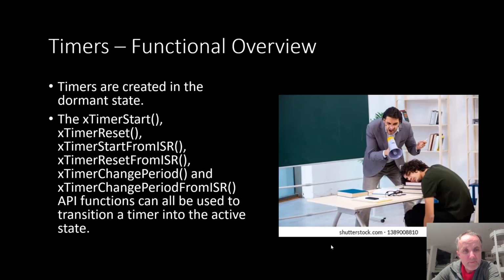All right, so timers are created in a dormant state, and then you call other functions to get them out of the dormant state. Here you have xTimerReset, and xTimerStartFromISR if you're inside an interrupt service routine. You can reset from ISR, you can change the period, and xTimerChangePeriodFromISR. So there are some really powerful functions there, but we're going to really work on xTimerStart.